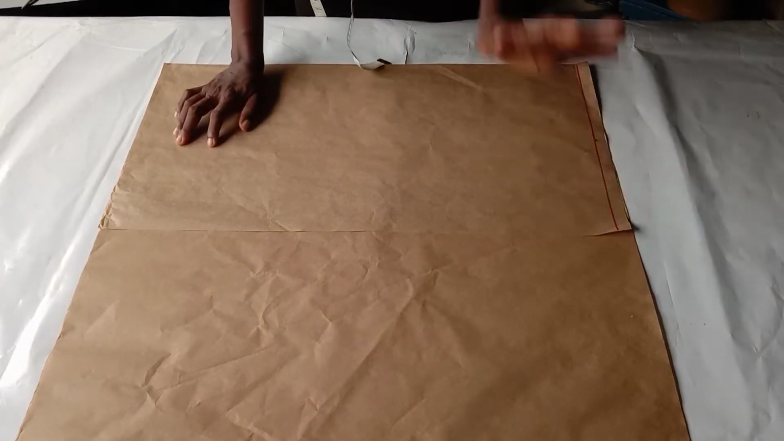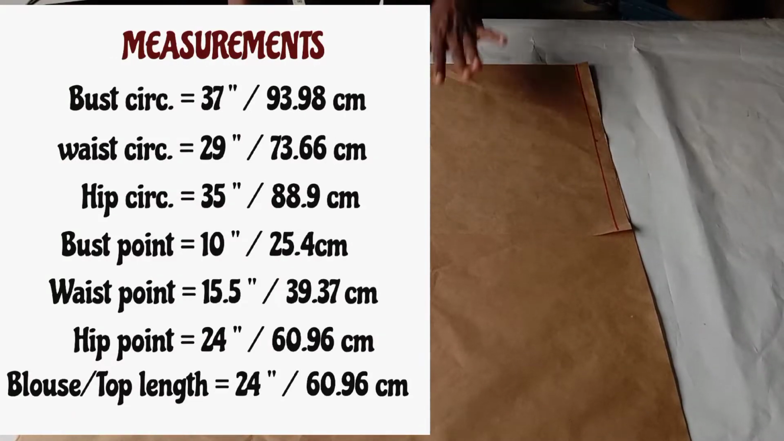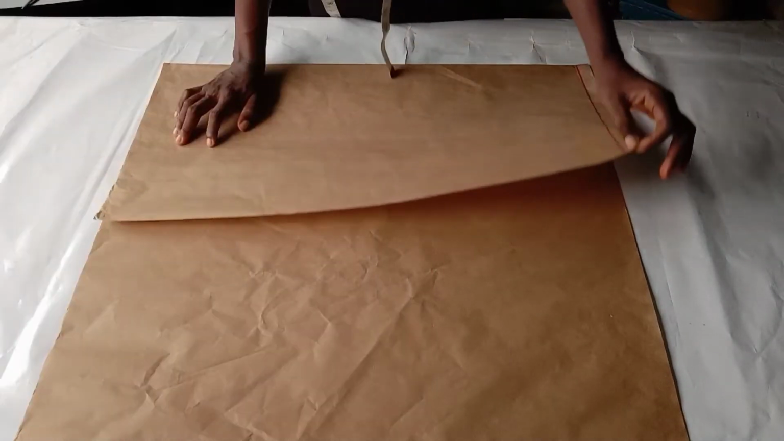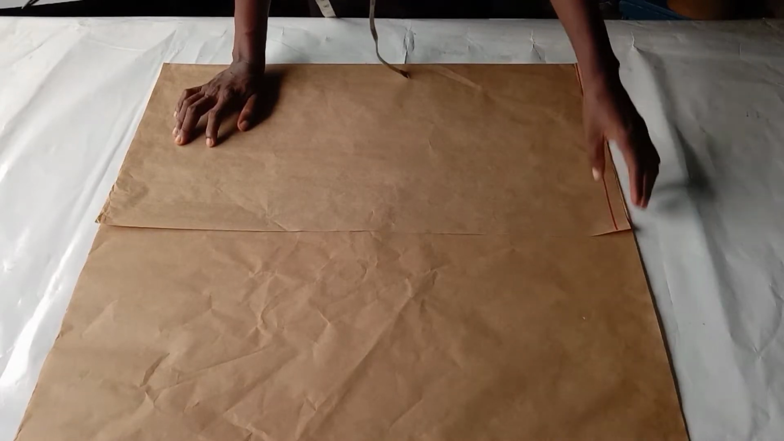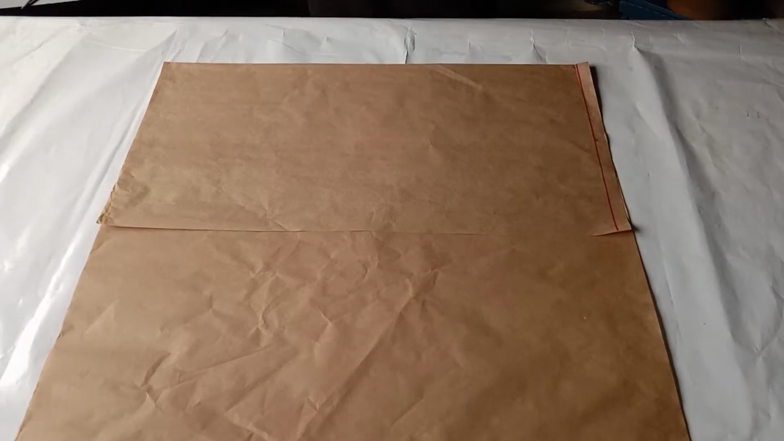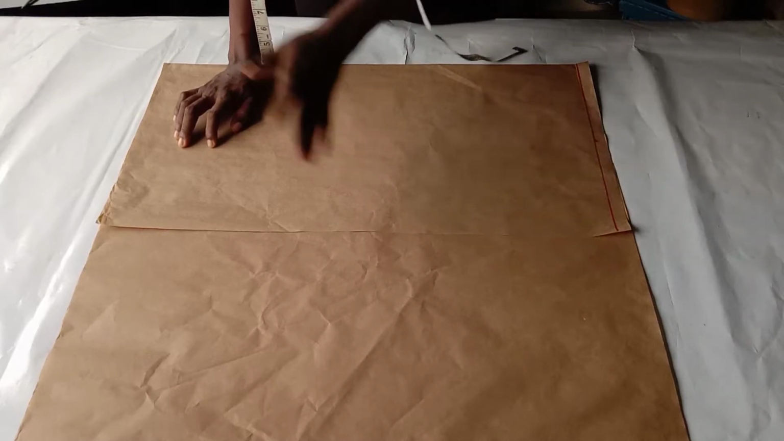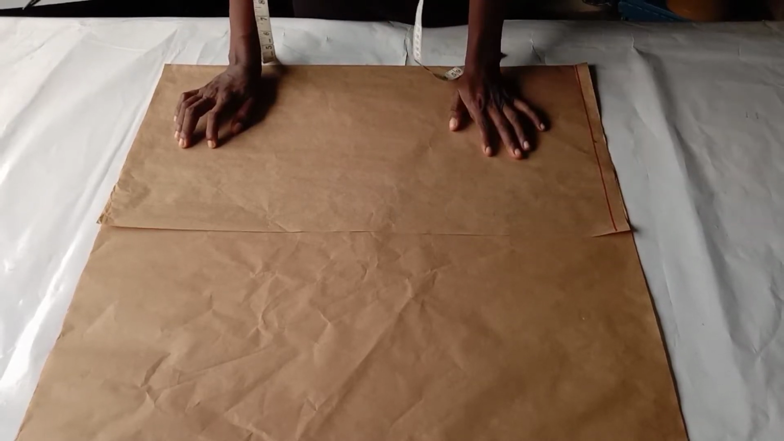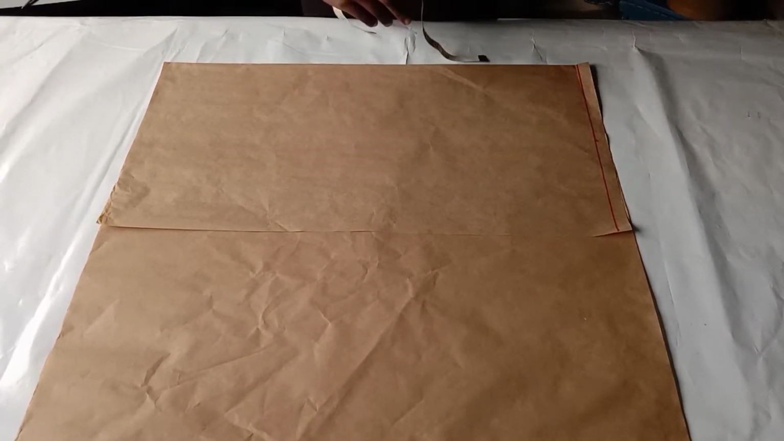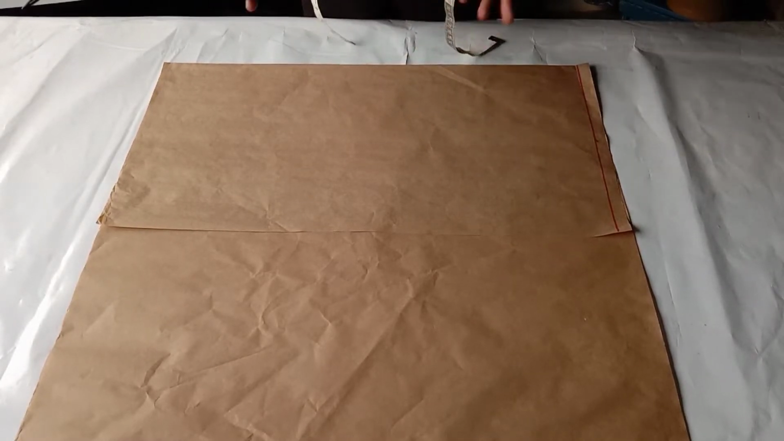So guys, the measurement I'm working with is right there on your screen, as you can see it, and I have my pattern paper on fold. To determine the amount of fabric you will fold, you take the circumference of the largest part of your body, either the bust, the waist, or the hip. So quarter of that plus 3 inches. The largest circumference of your measurements divided by 4 plus 3 inches.